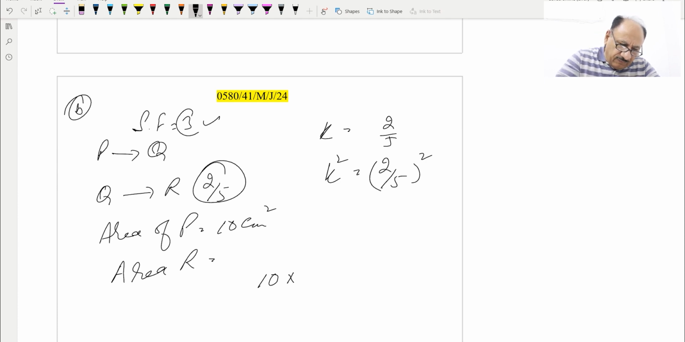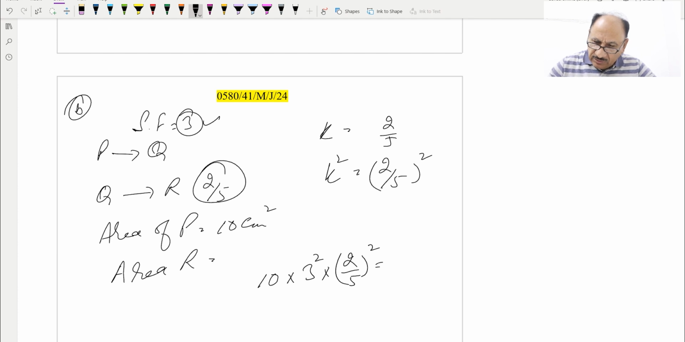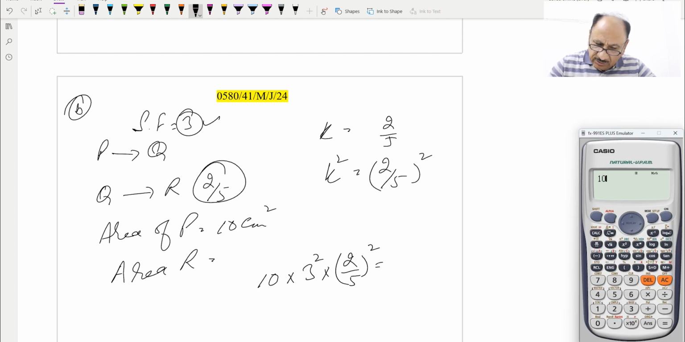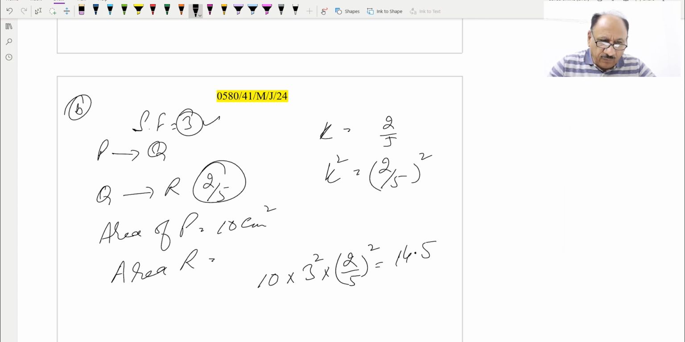First, this will be scale factor 3, so 3 square, and then 2 by 5 square, and this will give us the area. 10 multiplied by 3 square and multiplied by 2 over 5 squared, and this will be the area, which is 14.4 centimeters square. This will be the final area, and this is the 3 marks part which we have done.